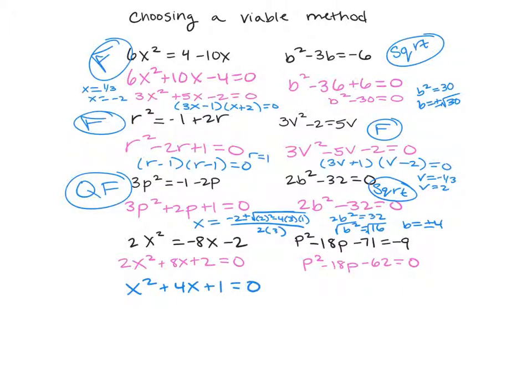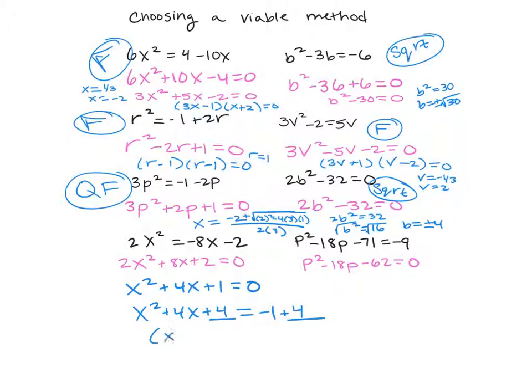So factoring won't work. We can't solve by square rooting because we have this b term. And so maybe we could complete the square because we have an a value of 1. We also have an even b value. So completing the square is going to be a great option. That means we are moving the 1 over to the other side, and then asking ourselves, what would complete this square? And we're going to say 4 divided by 2 is 2. 2 squared is 4, so I'm going to add 4 to both sides.